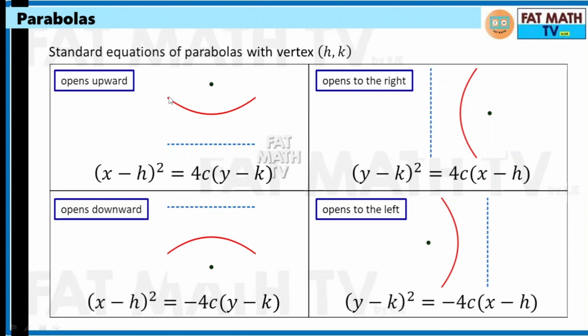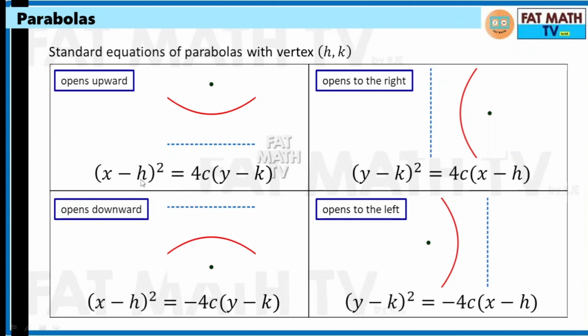The focus is always where the parabola opens, and the directrix is on the other side of the vertex. If the parabola opens downward, the focus is below the vertex, and the directrix is on top. So the directrix and the focus of the parabola are on different sides of the vertex. If the parabola opens to the right, the focus is to the right of the vertex, and if the parabola opens to the left, the focus is to the left of the vertex.